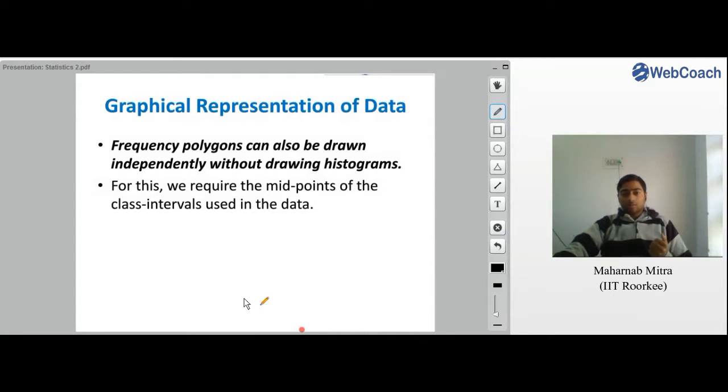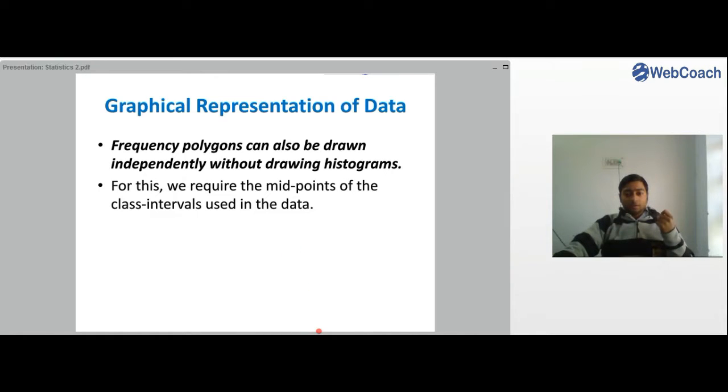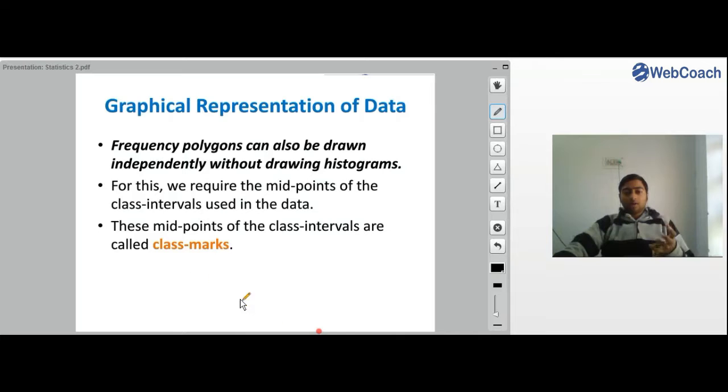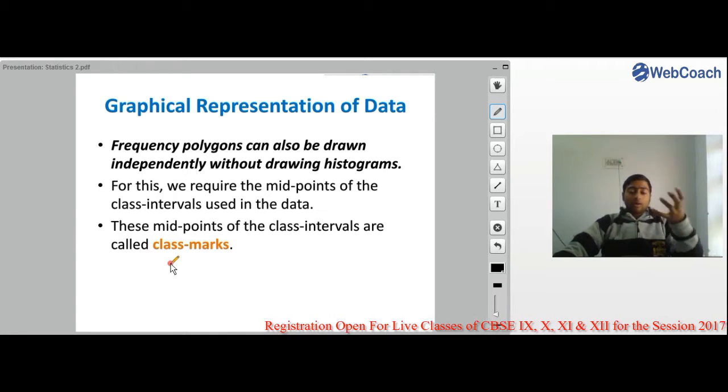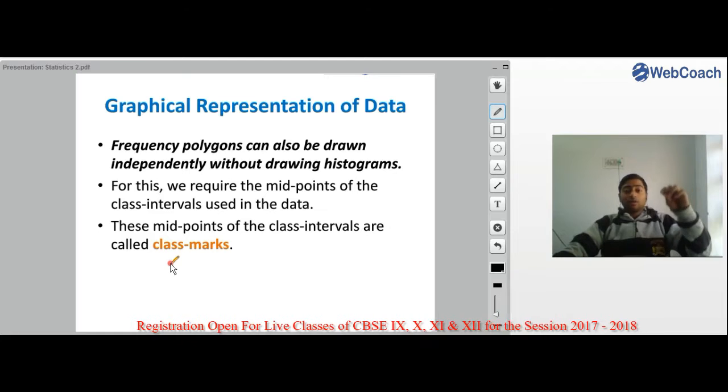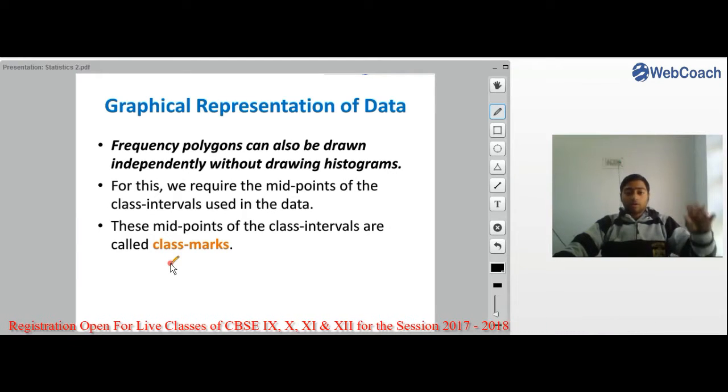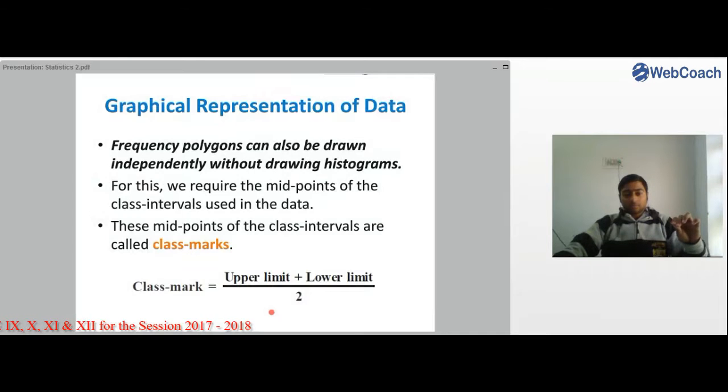Now, how to draw frequency polygons without drawing histograms? For this, we require the midpoints of the class intervals used in the data, right? So how to get them? And by the way, these midpoints are called class marks. The midpoints which we had taken for the drawing of the frequency polygon are called class marks.